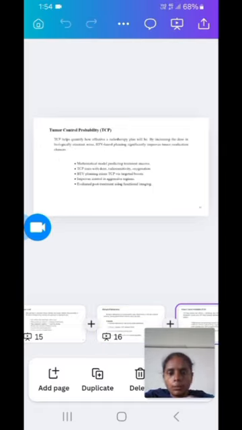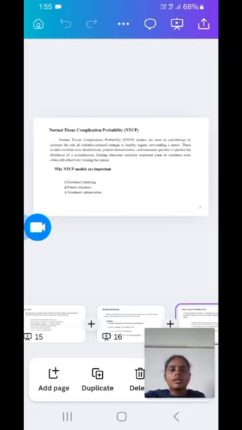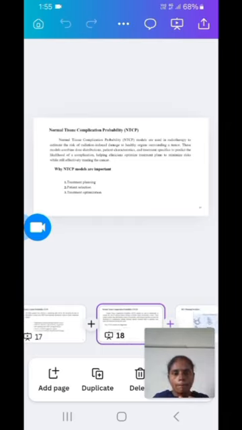Next, tumor control probability. TCP identifies how effective a radiotherapy plan will be, by increasing the dose in biologically resistant areas. It is a mathematical model predicting treatment success, improving control in aggressive regions. And NTCP, normal tissue complication probability, is a model used in radiotherapy to estimate the risk of radiation damaging healthy organs surrounding a tumor. These models help clinicians optimize the treatment plan to minimize risk.